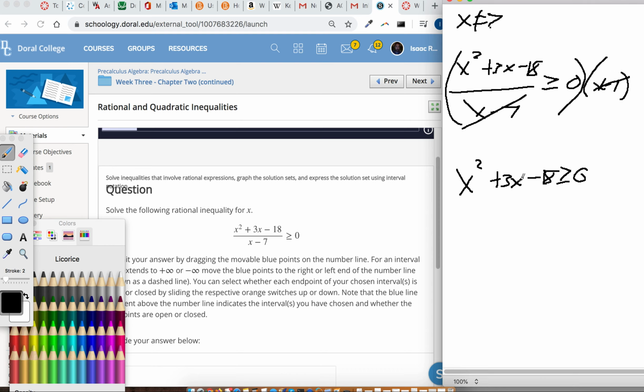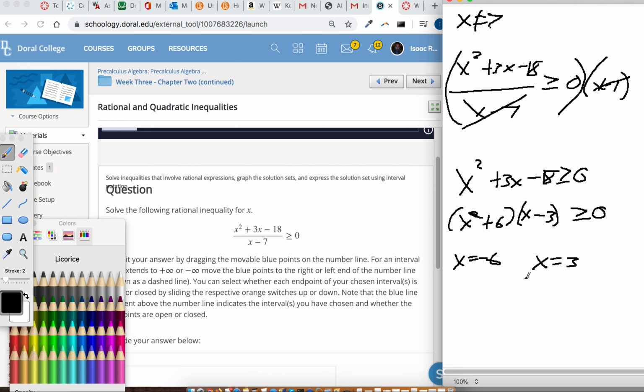So let's see if we can factor this. Two numbers that multiply to negative 18 but add up to be 3. How about positive 6 and negative 3? That multiplies to be negative 18, and that adds up to be positive 3. So there's two solutions when you set these aside. If we were to solve this as an equation, x could be negative 6 and x could be 3.